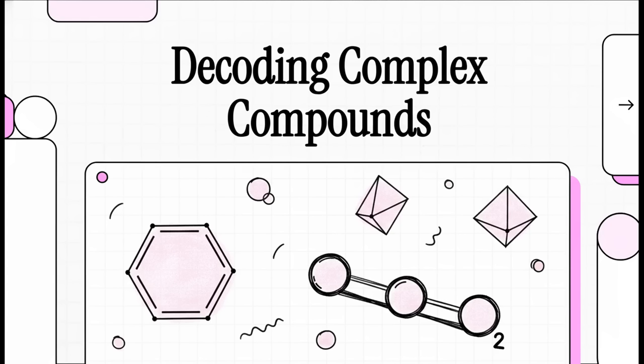Have you ever stared at a chemical formula, you know, just a string of letters and numbers, and thought, how on earth do we know what that actually looks like? I mean, how do you go from something on a page to a real 3D shape? Well, that's exactly what we're going to break down today.